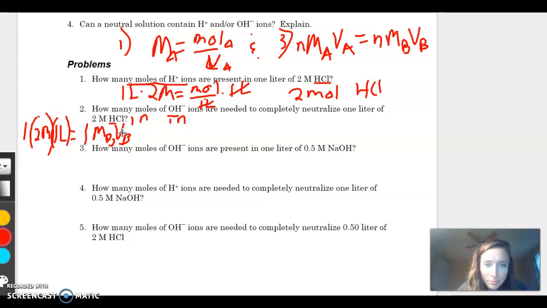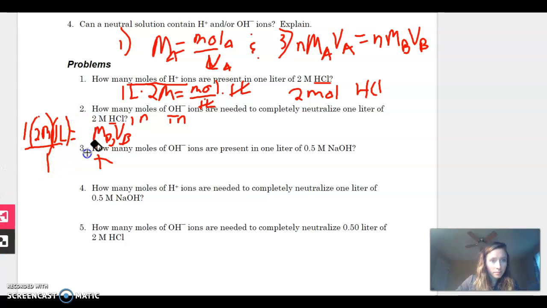For this problem, like I said, it was a little bit harder. We're just going to keep M and V together. So I'm just going to isolate M and V for the base, and I'm going to do that by moving everything onto the other side. 1 was being multiplied, so now I divide it. And so I have this: 1 times 2 molarity times 1 liter divided by 1 equals MbVb.